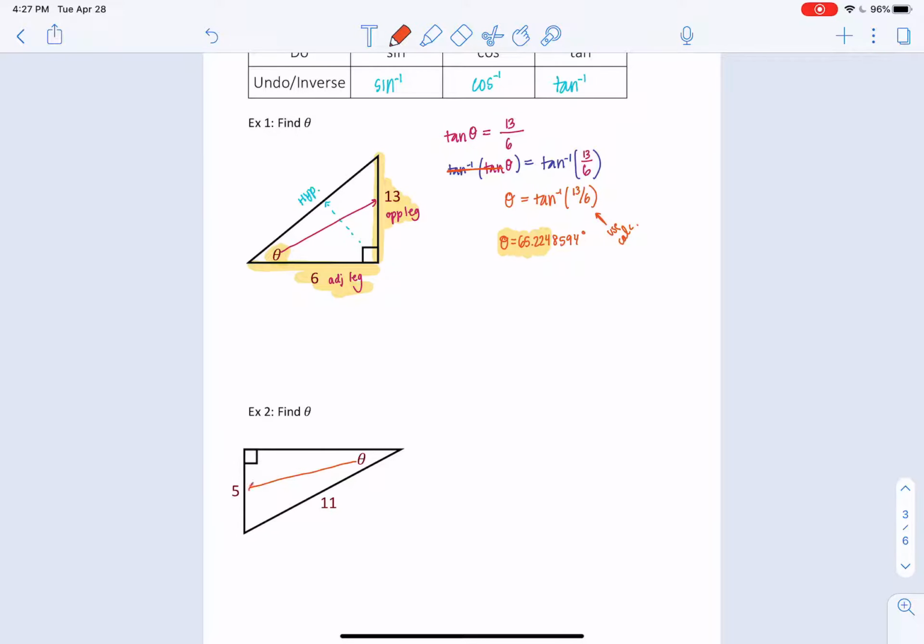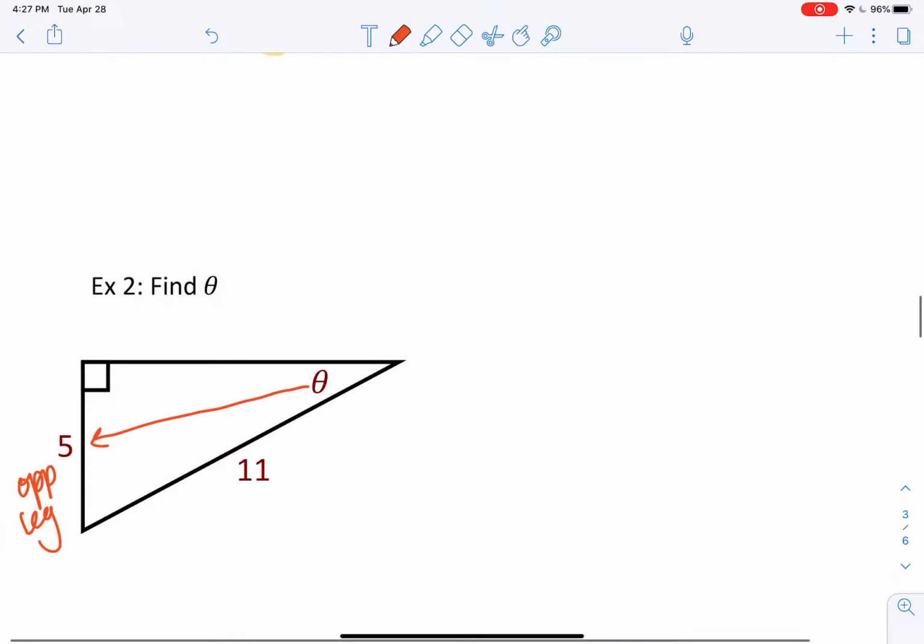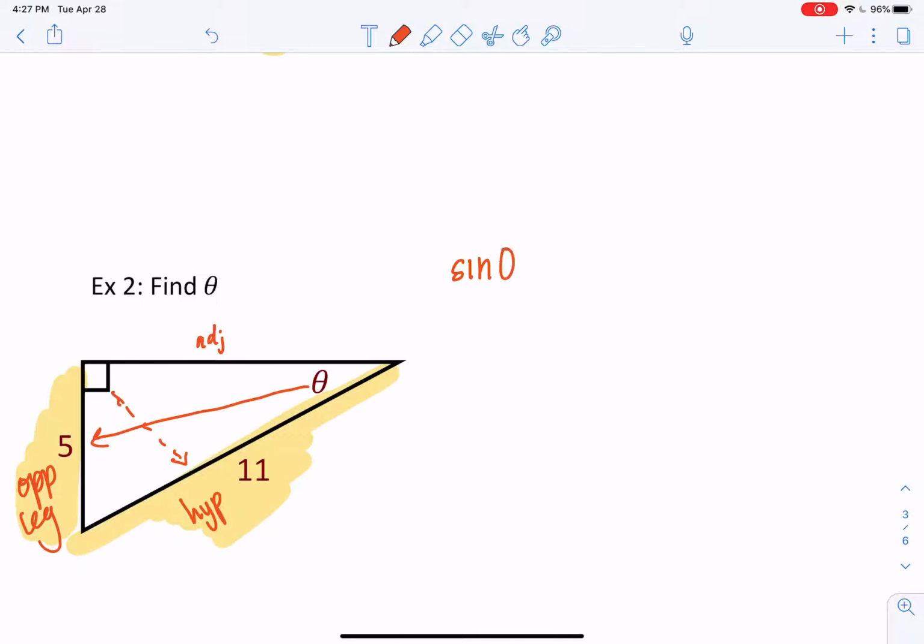And then if you are feeling ready to move on to Desmos, you can go ahead and do that. Here's theta. Across from theta is your opposite leg. Across from your 90-degree angle is always the hypotenuse. And then next to theta is the adjacent leg. We know that the opposite leg is 5. We know that the hypotenuse is 11. Opposite and hypotenuse tells us this is going to be sine of theta is equal to opposite over hypotenuse.